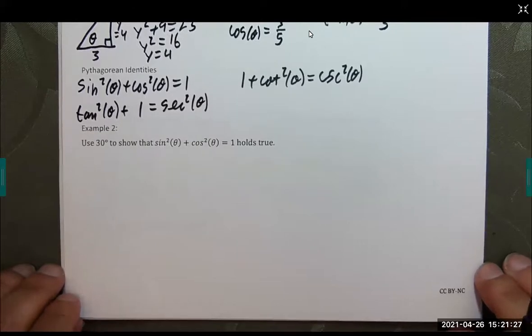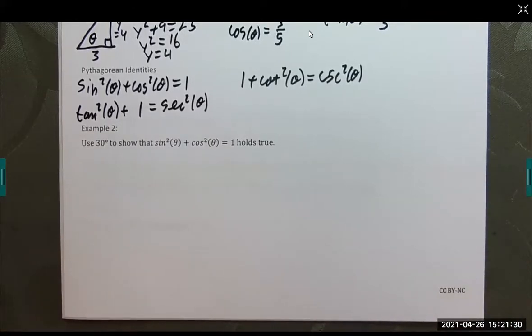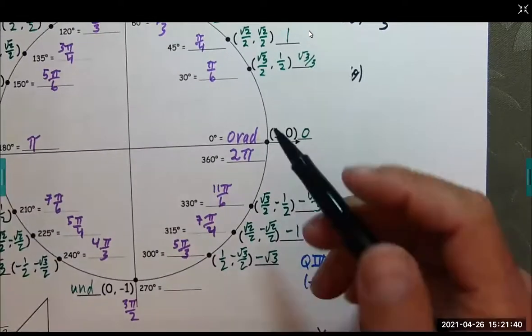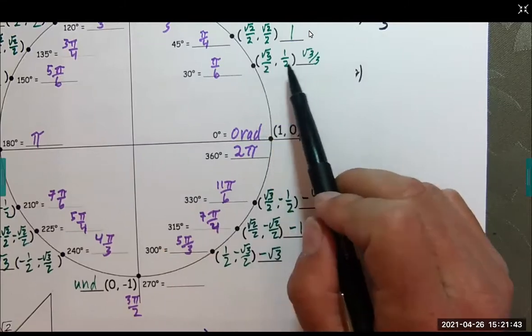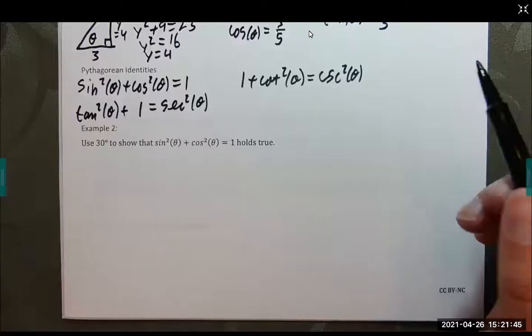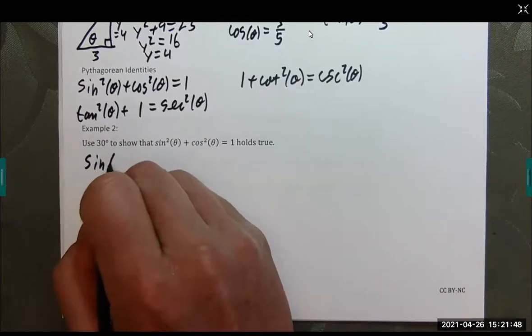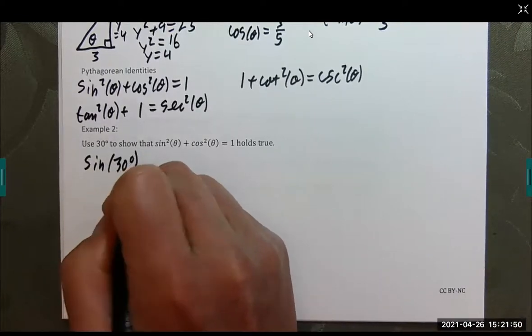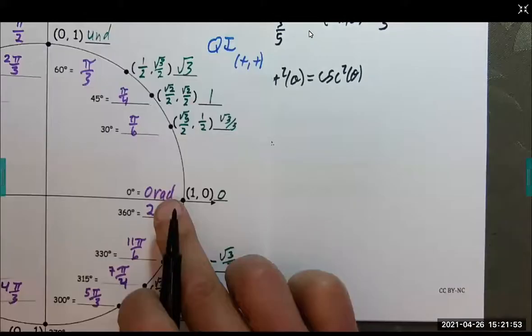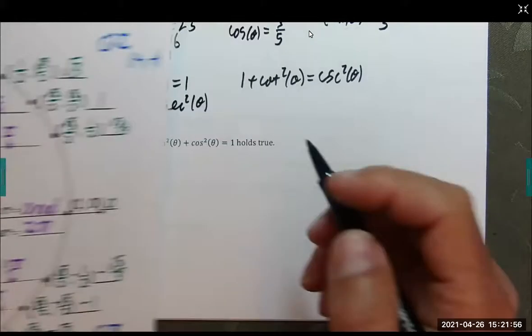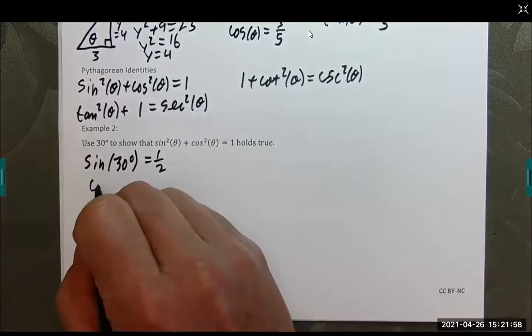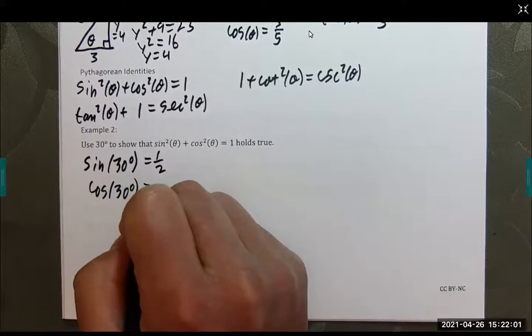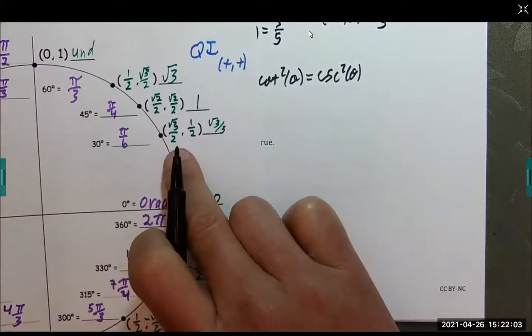All right, let's do an example. We're going to use 30 degrees to show that sine squared theta plus cosine squared theta equals 1 holds true. So I have my unit circle handy here. We'll be here at 30 degrees. Remember, x is cosine, y is sine. So sine of 30 degrees, which is the y coordinate at 30 degrees, is 1/2. Cosine of 30 degrees, that's the x coordinate, √3/2.